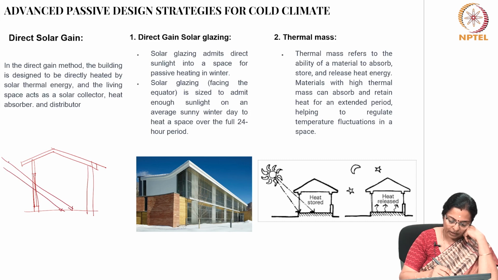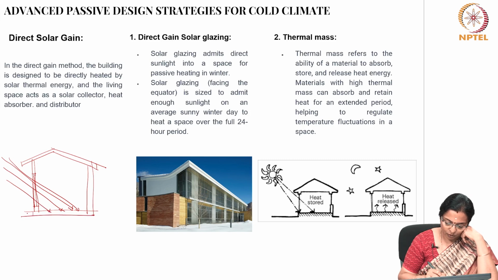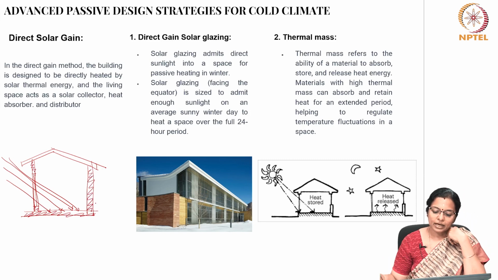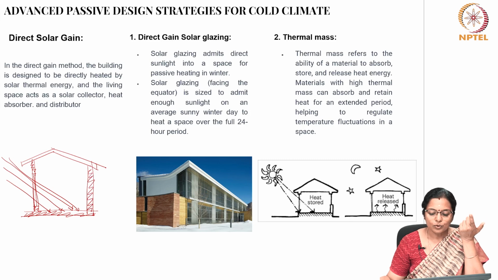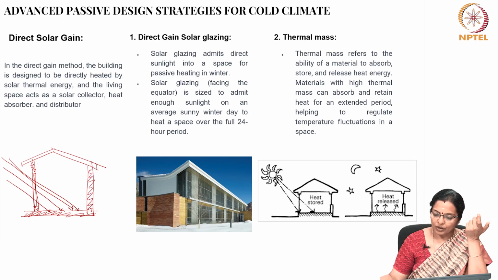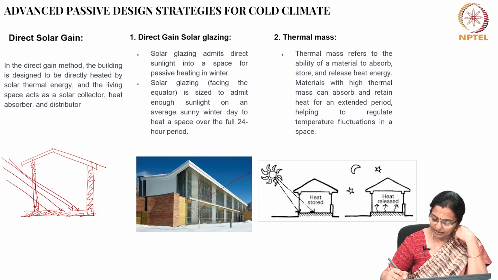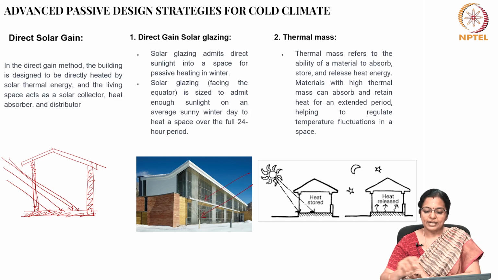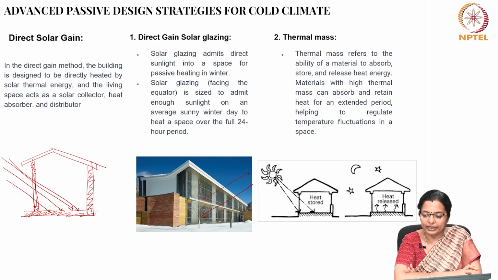So, the wall and the floor act like a storage for the solar energy, and so heat gets stored. So, if you use direct gain solar glazing, the solar glazing will admit the heat directly into a space for passive heating in winter.